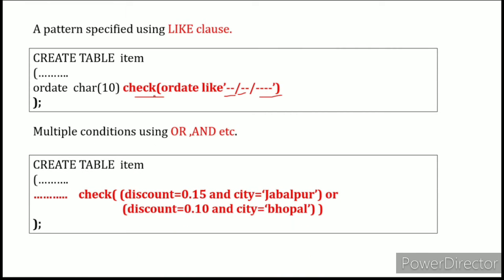We can also give multiple conditions using AND and OR logical operators. Suppose that we want to implement more than one condition, with the help of check we can perform it. For example, discount is equal to 0.5 and city is equal to Jabalpur. Here AND and OR are both logical operators. So we can also set multiple conditions by using a check constraint.